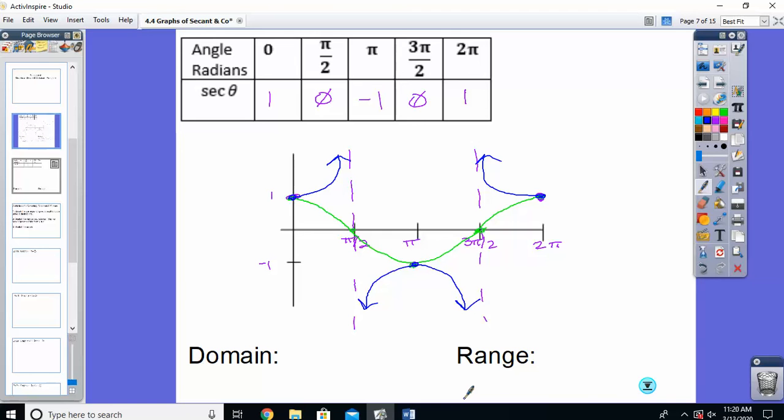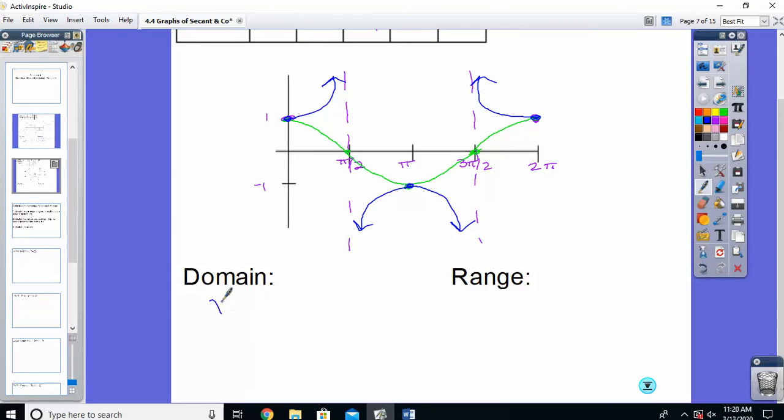The domain. What can x not equal on this one? Pi over 2, 3 pi over 2, what would the next one be? 5 pi over 2, and so on. The range would be?